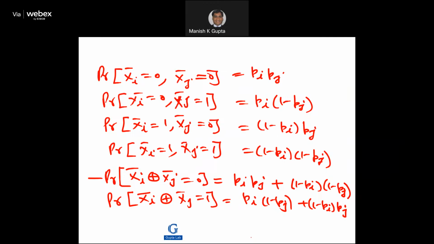Similarly, the probability of xi plus xj equal to 1: this could be 1 when it is 0 1 or 1 0, right? When one of them is 0 and the other one is 1. So there are two possibilities, and we have the probability pi times 1 minus pj plus 1 minus pi times pj. Simple probabilistic calculations which you can do. It's really very nice.